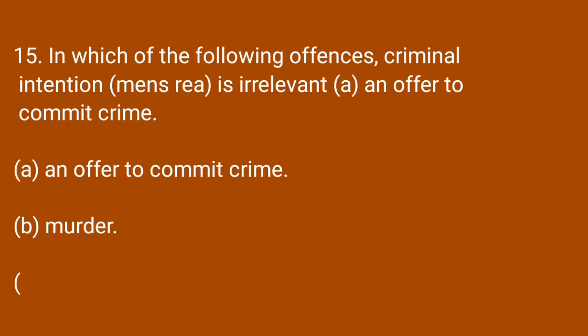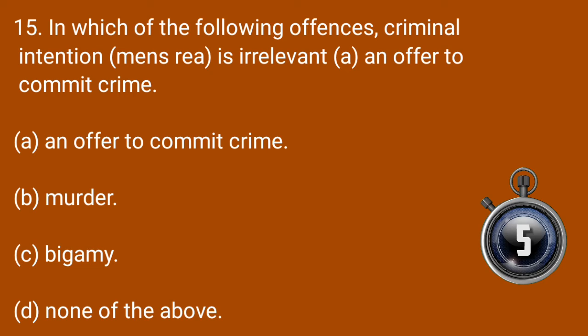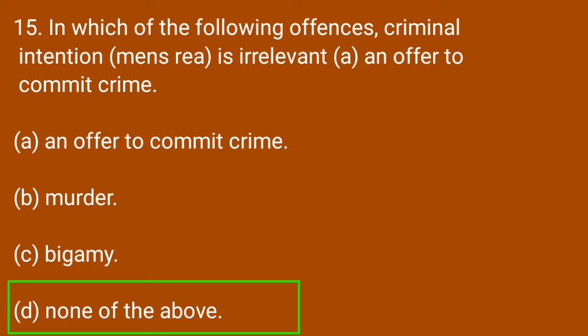Next question is, in which of the following offenses is mens rea irrelevant? Option A, an offer to commit crime. B, murder. C, bigamy. D, none of the above. The right answer is none of the above.